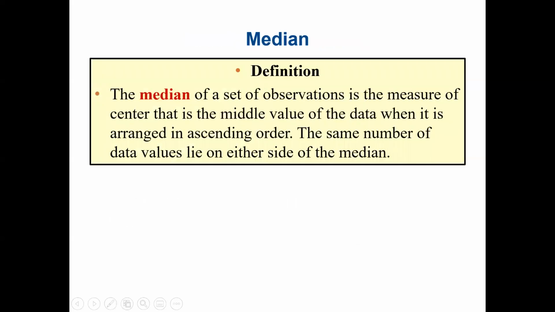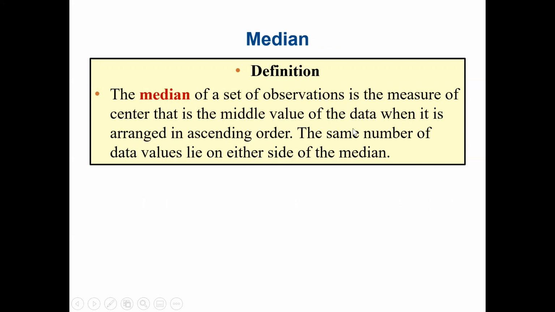So next we move to the median. The median of a set of observations is the measure of center that is the middle value of the data when it is arranged in ascending order. So to find the median, we always have to, first of all, sort our values in ascending order, then we take the middle value.